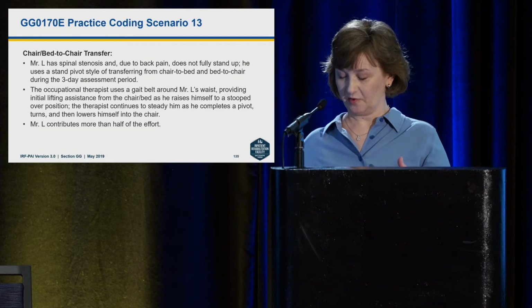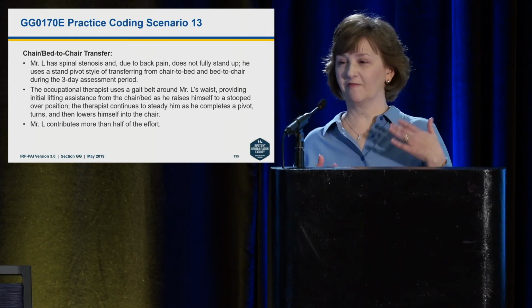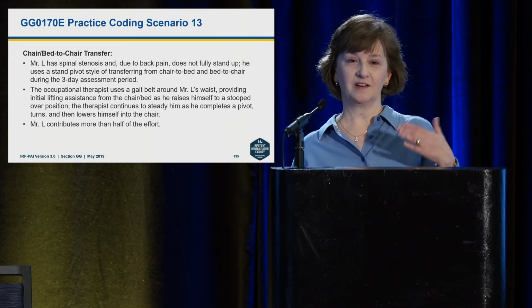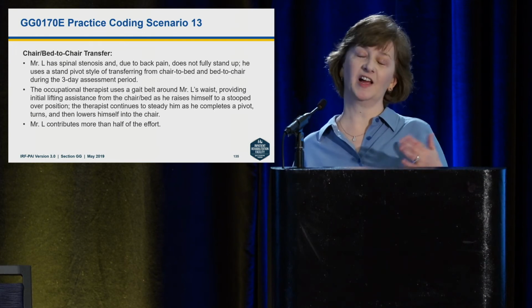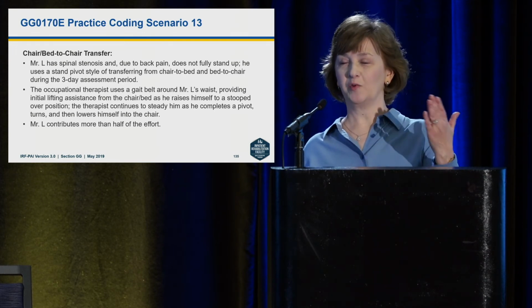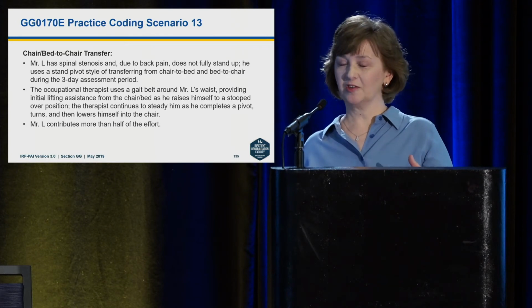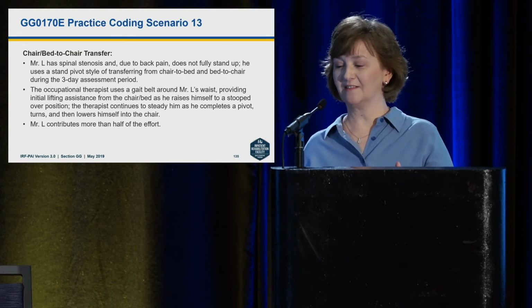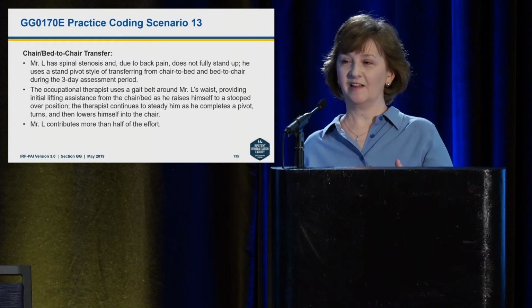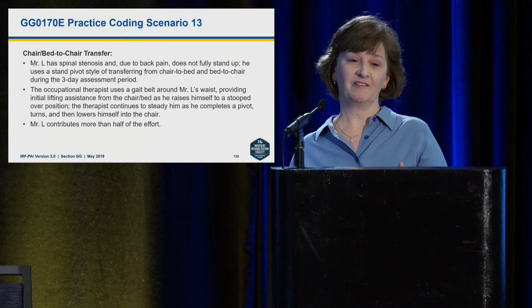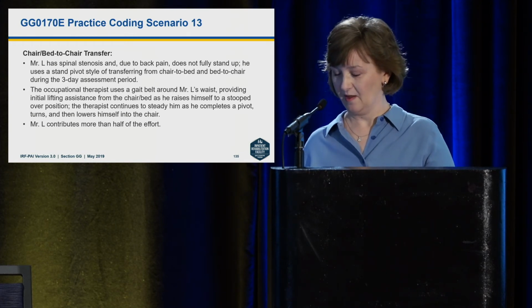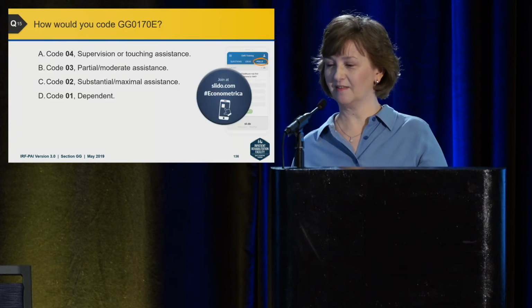If you were thinking through the decision tree, you would first start with, is more than setup assistance from 1 helper being provided? Of course, the answer is yes. Then you would ask, is it just steadying, contact guard, touching, or supervision assistance, or is it more? You would go down to the next level, and basically, if there's lifting assistance, it's going to be level 3 or below. So let's go to Slido and see how you would code that.